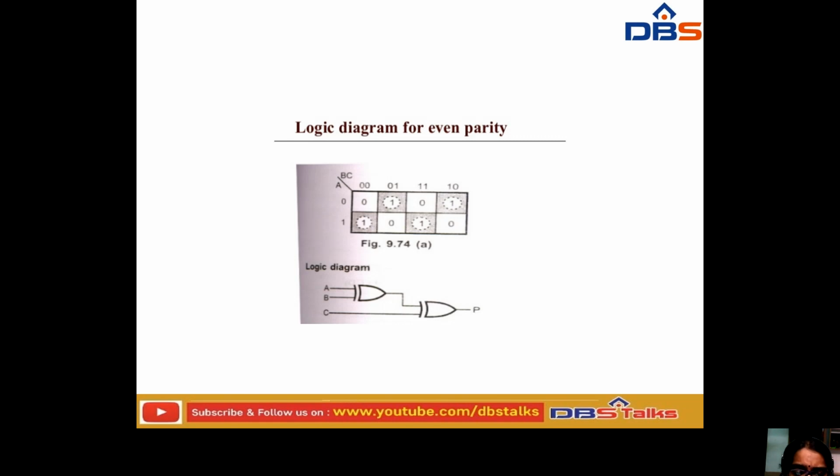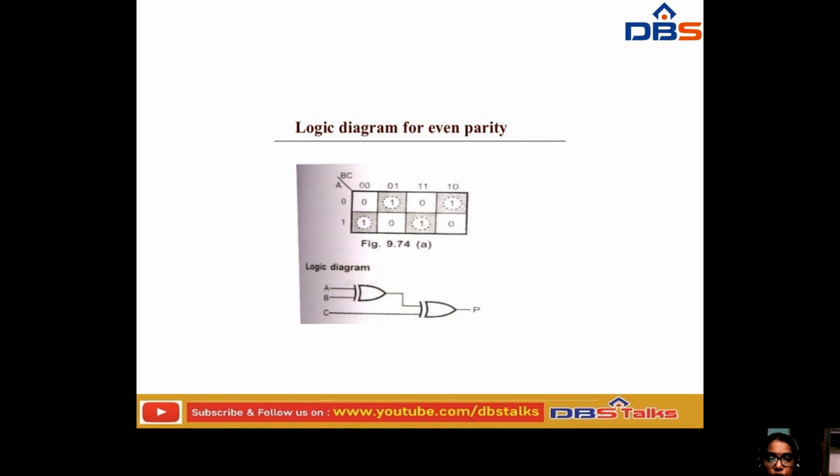This is a NAND gate. This is the NAND gate. Sorry, this is the NOR gate. So by using these three variables, we have drawn this logical diagram like this. If you have observed how we have drawn this even parity, we have done this example just based upon this truth table itself. We have performed this logical diagram for the even parity.